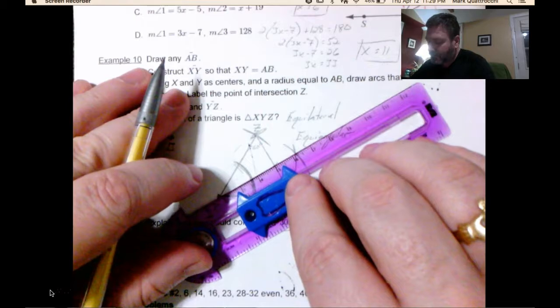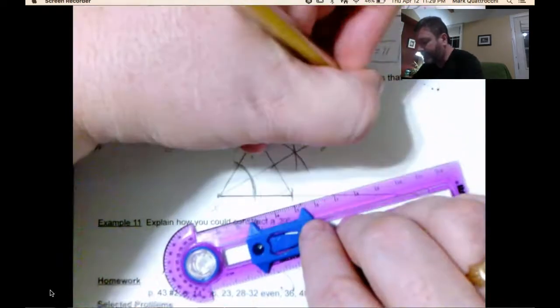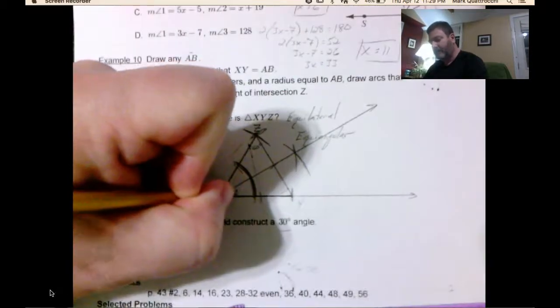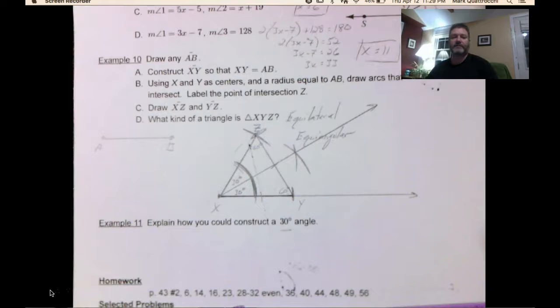And I'm going to bisect here. I have 30 degrees here, 30 degrees here. I have constructed two 30-degree angles. And that's all of the section.